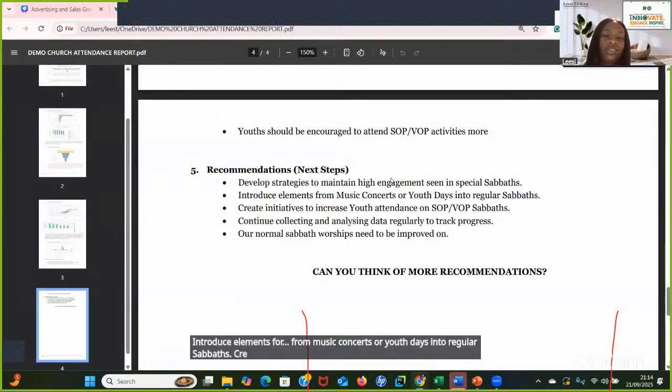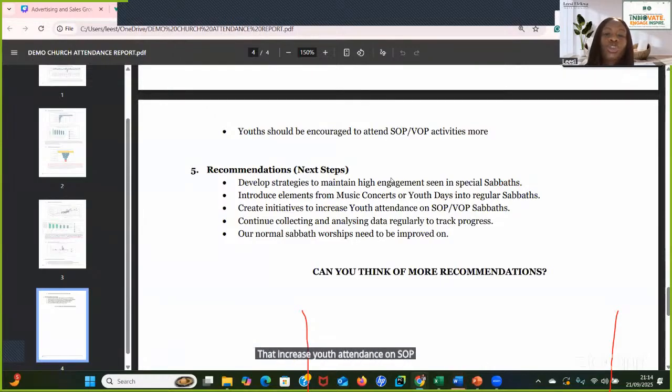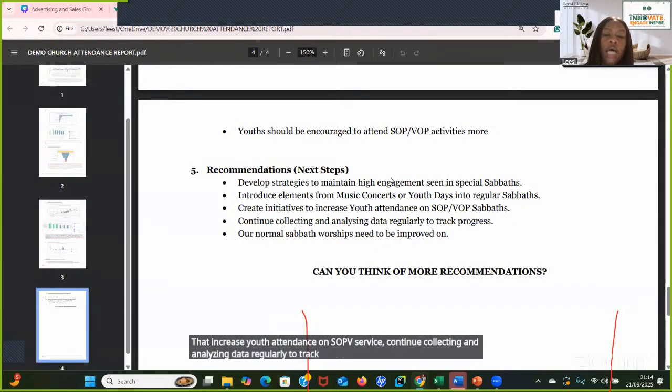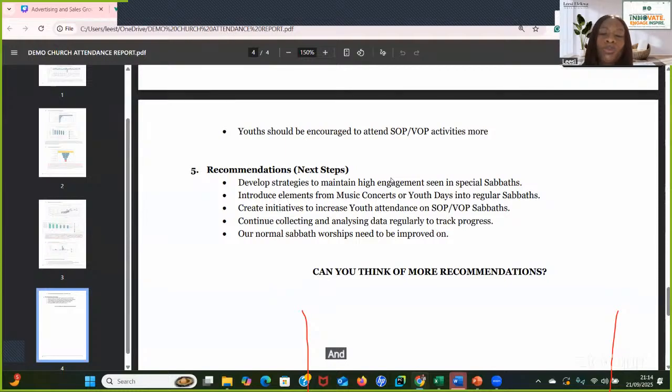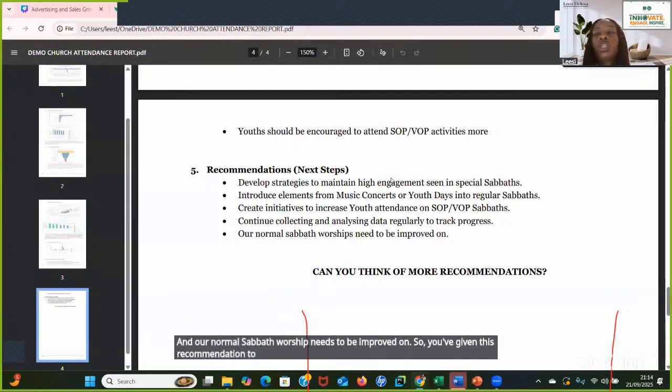Create initiatives that increase youth attendance on SOP VOP Sabbath. Continue collecting and analyzing data regularly to track progress. And our normal Sabbath worship needs to be improved on. So you've given this recommendation to the board. It's left for the board now to act on those recommendations.